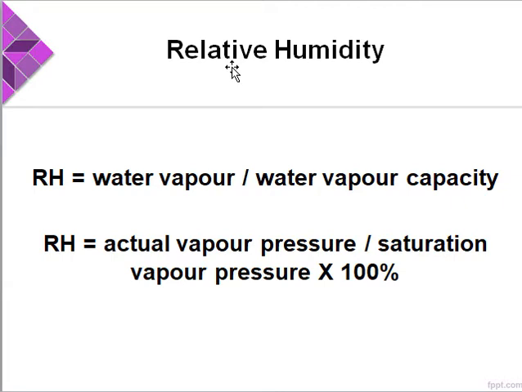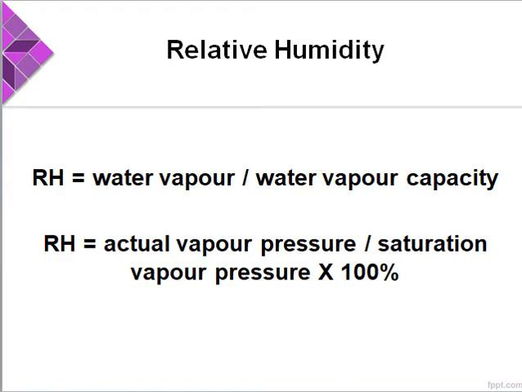The relative humidity, or the RH, is the ratio of the amount of water vapor actually in the air to the maximum amount of water vapor required for saturation at that particular temperature and pressure. It is the ratio of the air's water vapor content to its capacity. Thus, we write RH equals water vapor over water vapor capacity.